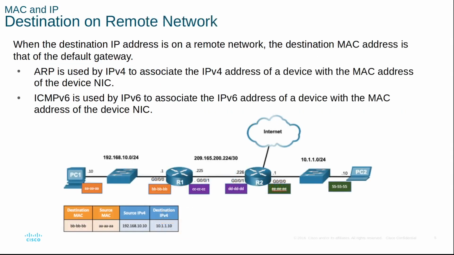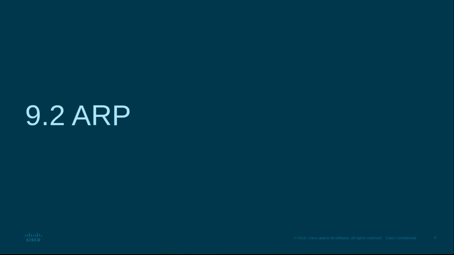When the destination's on a remote network, the destination MAC address is always going to be that of your default gateway. ARP, if you're using IPv4, is used to associate IP addresses to MAC addresses within the local network. If you're using IPv6, we use ICMPv6 instead, or neighbor discovery, and that associates IPv6 addresses with MAC addresses, so devices can build their tables, ARP tables, as we're going to look at in a minute.